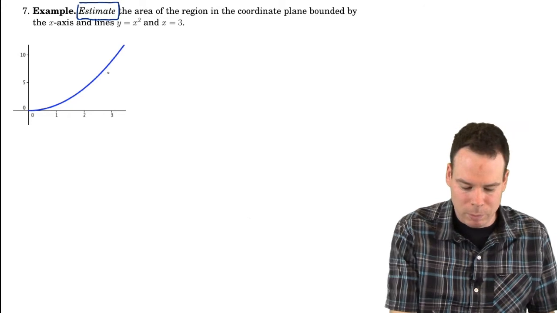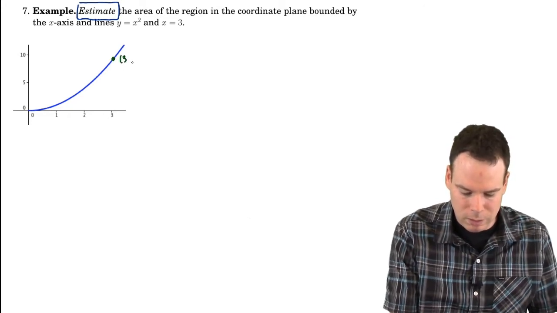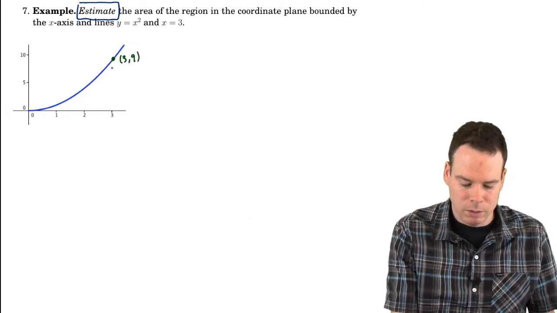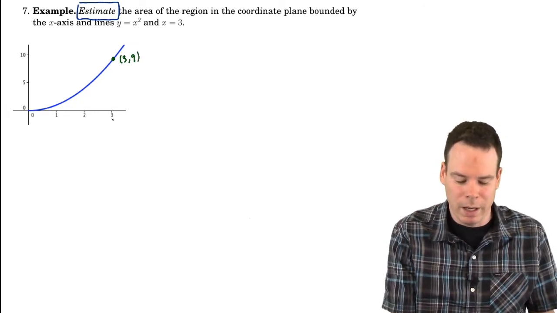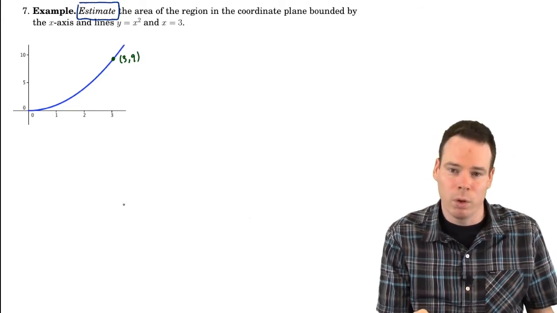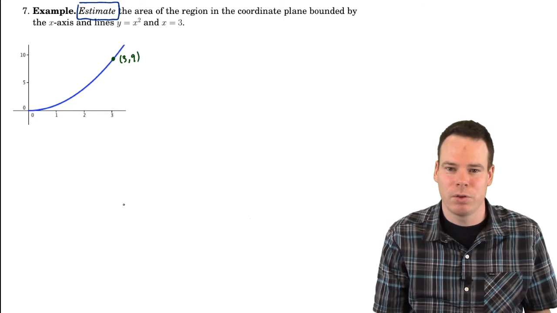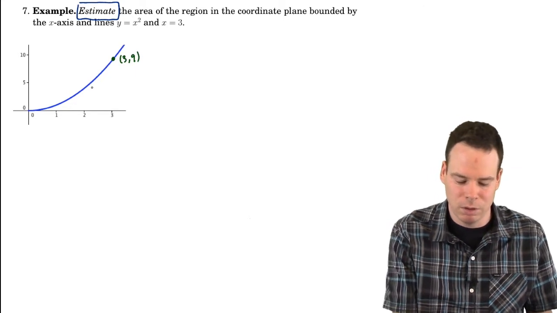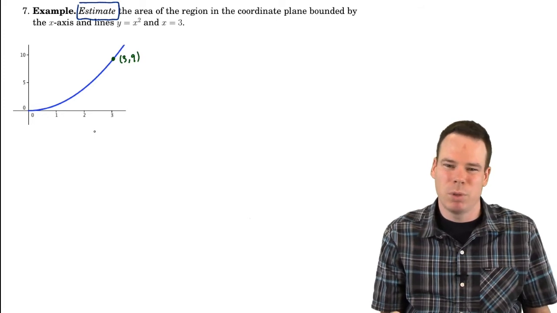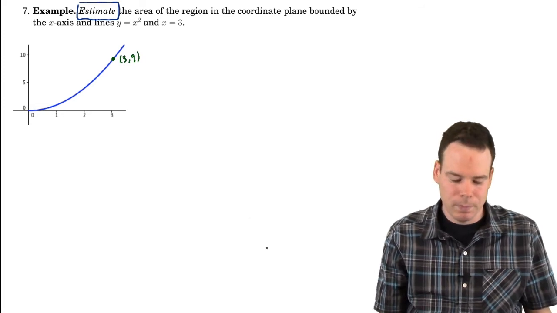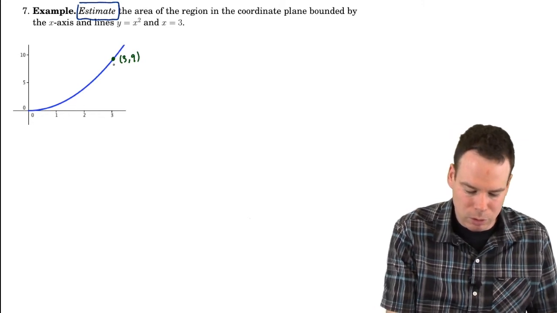Well, maybe we should actually just work that value out just for fun. So that would be 3, 9. And so the height there would be 9. The base would be 3. So this would be 1/2 times 3 times 9, or 1/2 of 27, which is 13.5. So the area under the curved region is smaller than 13.5. What else could we do? Well, we could maybe do something like this.